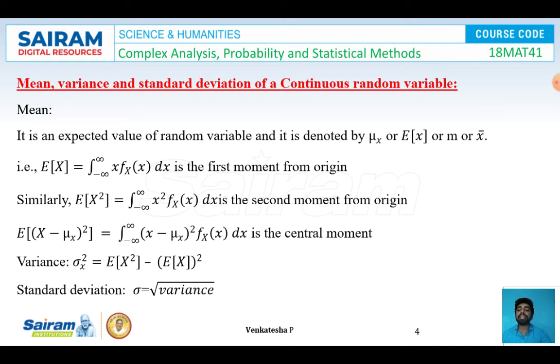Next is variance. It is given by sigma_X square is equal to the expectation of X square minus the expectation of X whole square. And last is standard deviation. It is given by sigma is equal to the square root of variance.